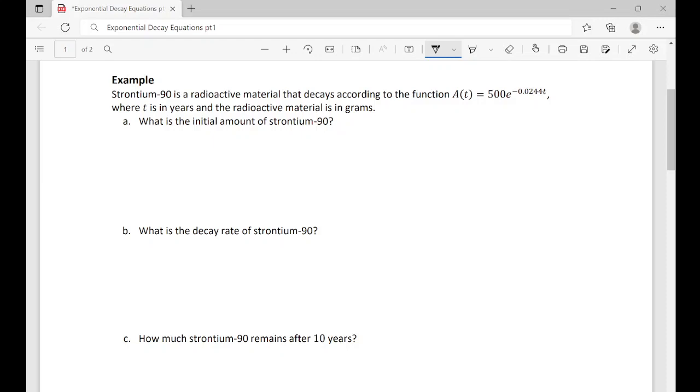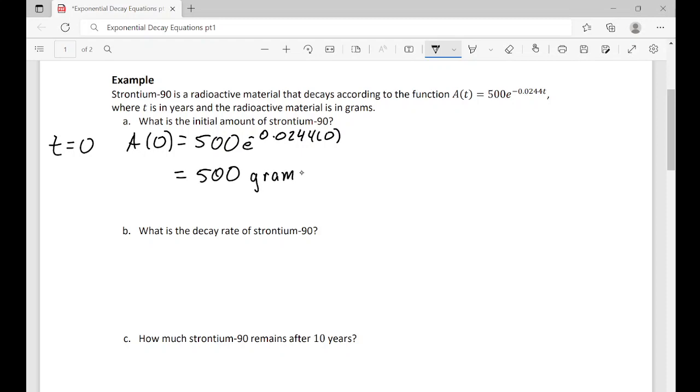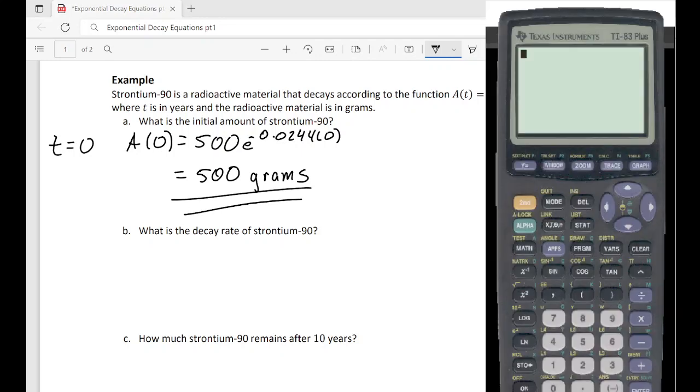Well, if you're not sure, we know that the initial amount should always be at t equals 0. So we're going to have A(0) equaling 500e^(-0.0244 × 0). But like I said before, the number in front of e is your initial amount. So this should equal 500 grams. But don't take my word for it. Let's let a calculator tell us.